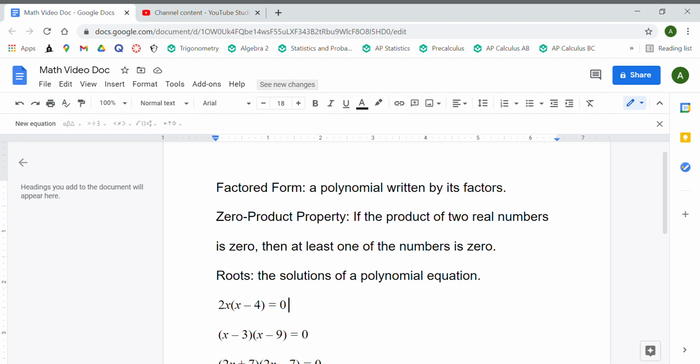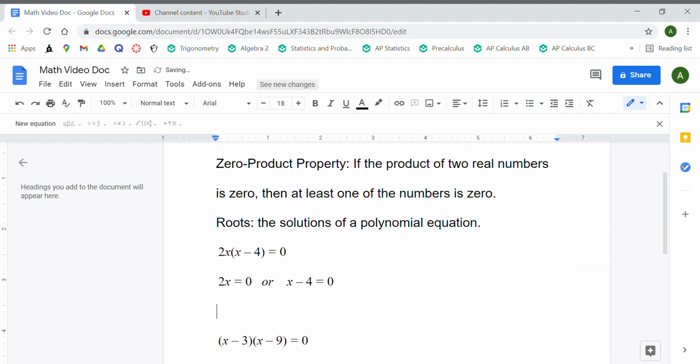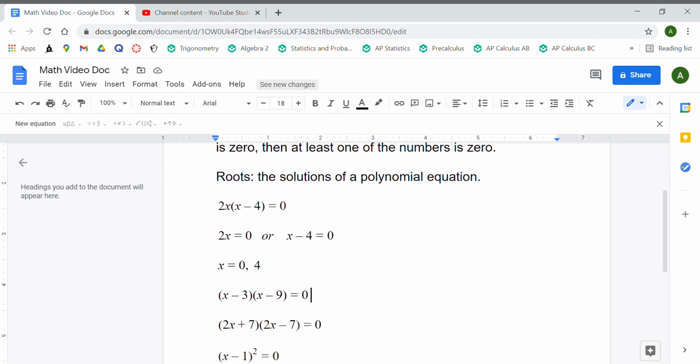Okay, so here's how it works. We simply split up into two different parts. So it's going to be 2x equals 0, or x minus 4 equals 0. All right, and then we have x equals 0 and 4. Pretty easy, guys. All right. Why don't you try this one out?